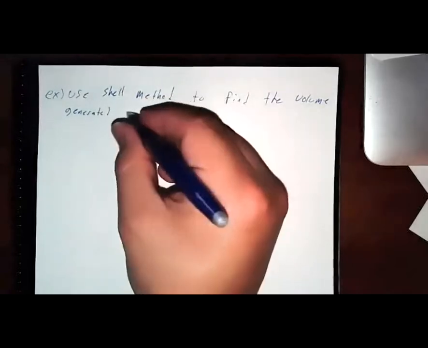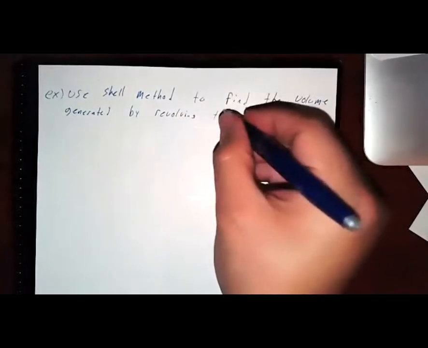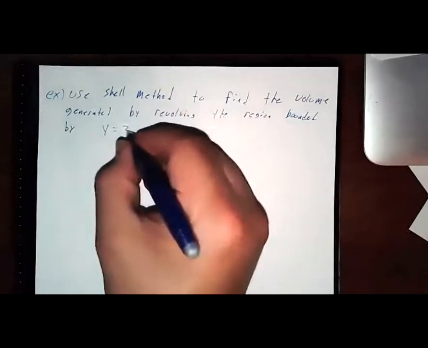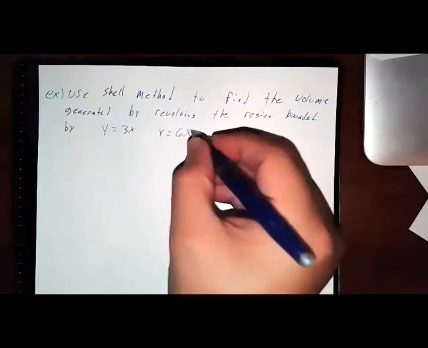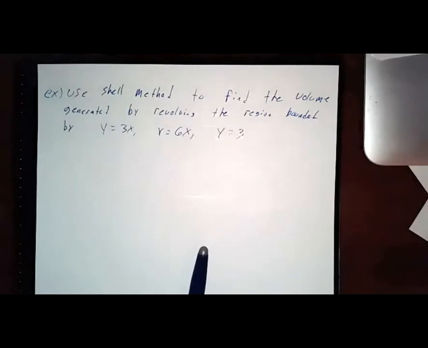Use shell method to find the volume generated by revolving the region bounded by the following. Okay. So the answer is supposed to be 3 pi. Let's see if we get it.